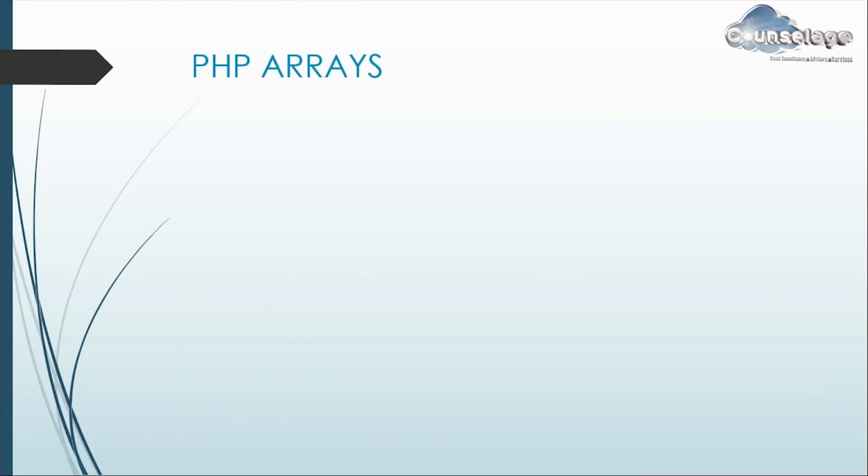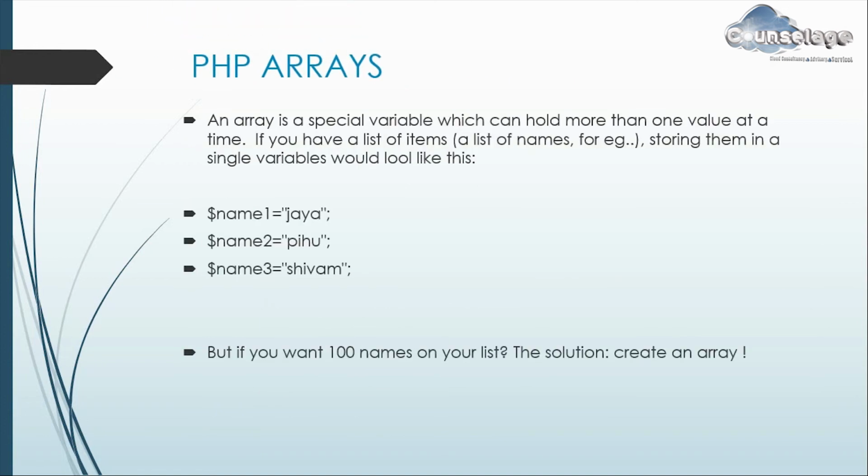Now comes PHP arrays. An array is a special variable which can hold more than one value at a time. If you have a list of items, say a list of names for example, then storing them in single variables would look like $name1 = Jaya, $name2 = Pihu. Then if you want 100 names on your list, the solution is to create an array.